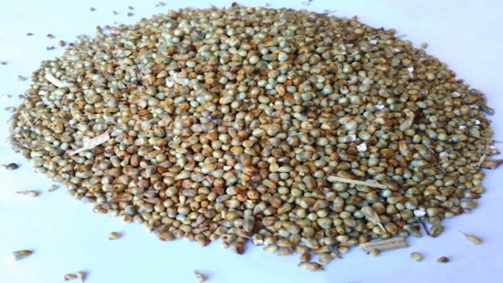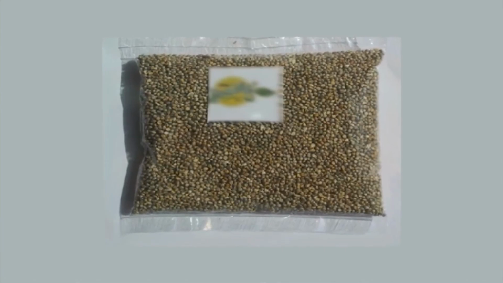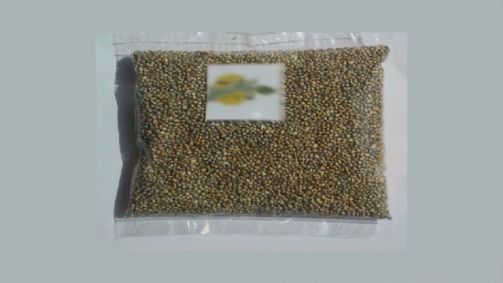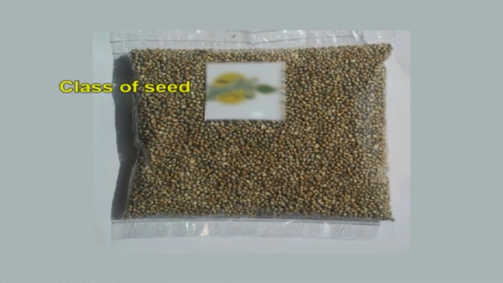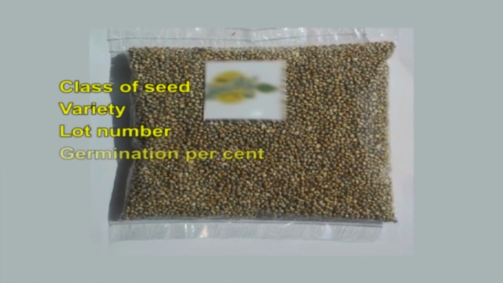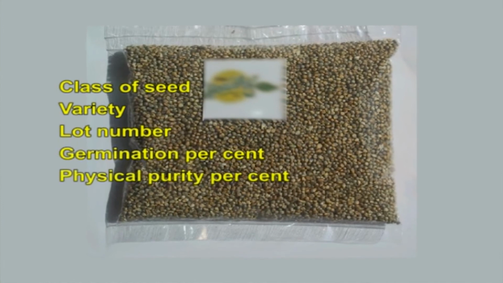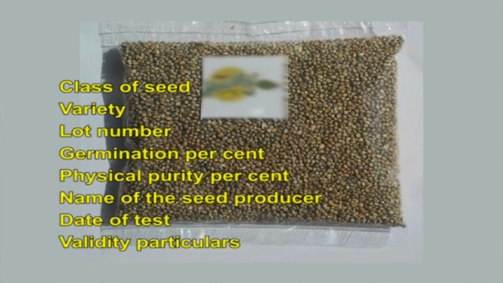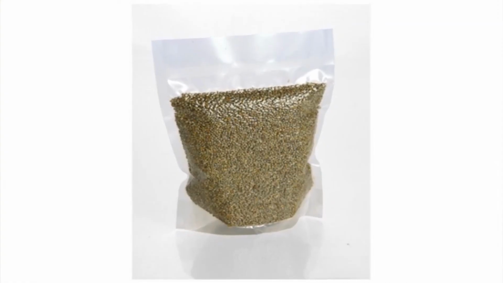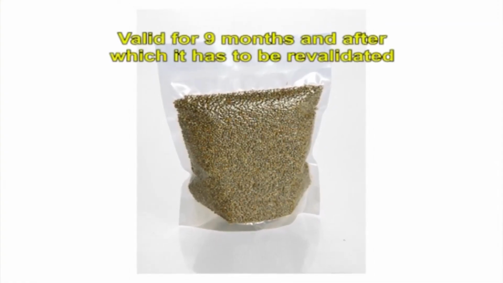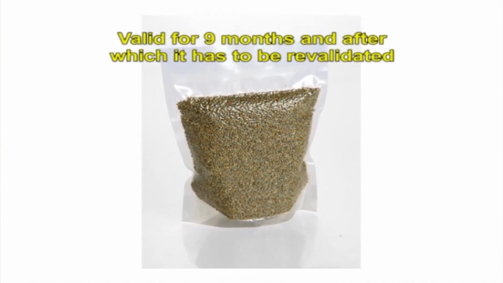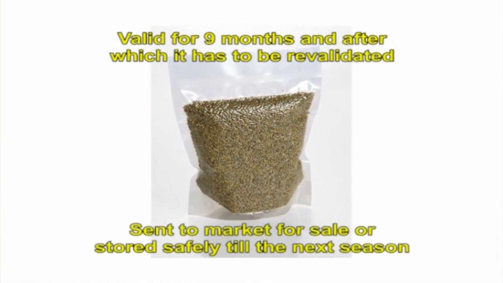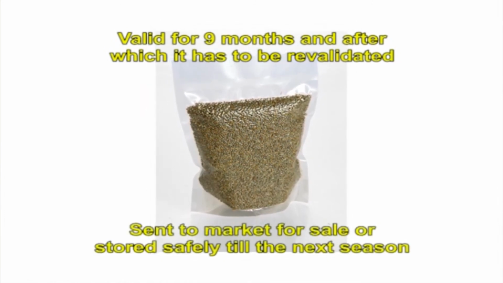The seed lots meeting the seed standard should be packed in a suitable container affixed with the label containing information on class of seed, variety, lot number, germination percent, physical purity percent, name of the seed producer, date of test and validity particulars. The germination percentage as given in the label is valid for 9 months and after which it has to be revalidated. After packing, seeds may either be sent to market for sale or stored safely till the next season.